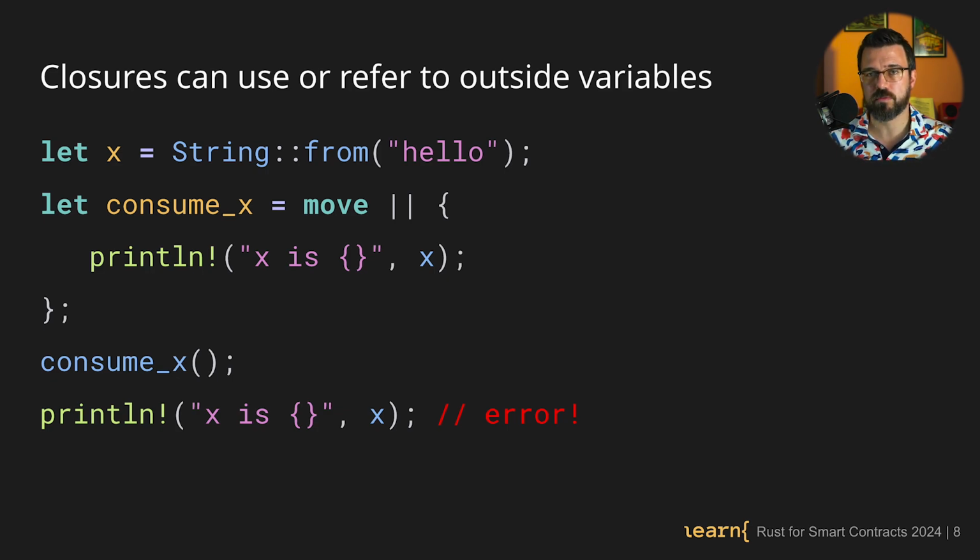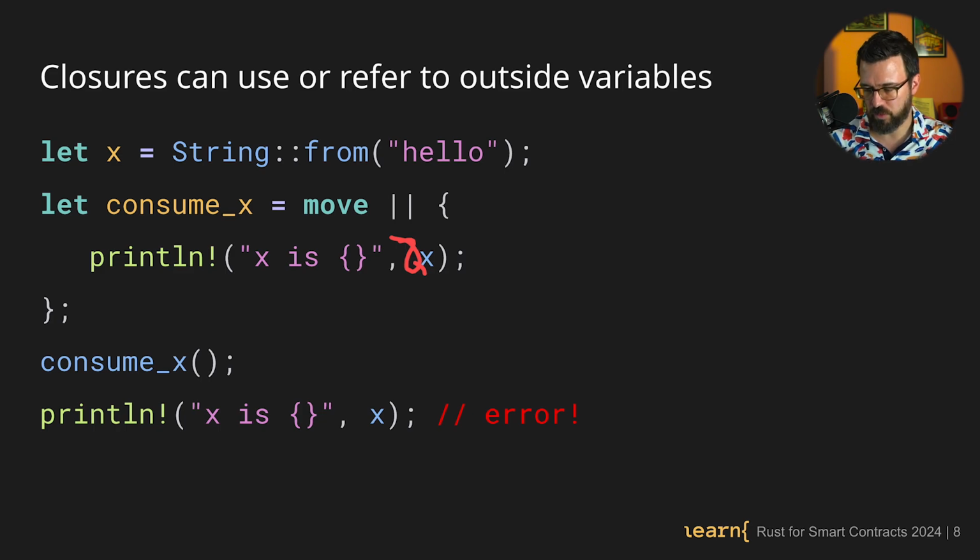Closures can use, and it's not that big a deal if you do it, closures can use or refer to outside variables. Here we have x, it's a string that says hello. And even though I didn't put x in these argument brackets, it's still accessible within the closure. This move keyword is recommended, and I'll tell you why in a second. When I use x here, it does move it. Remember variables and ownership, I'm not referencing x. If I just referenced x here, that wouldn't be a problem.